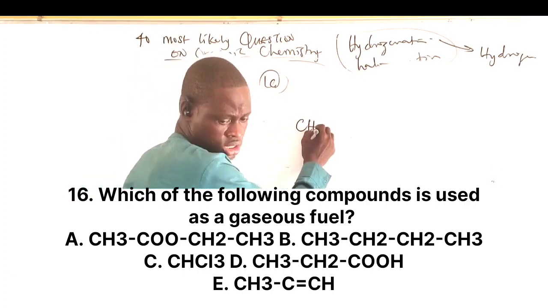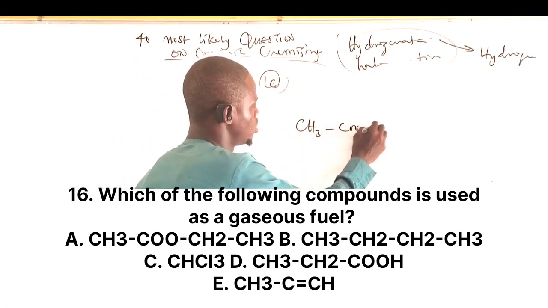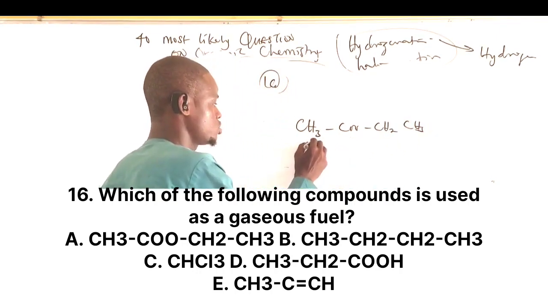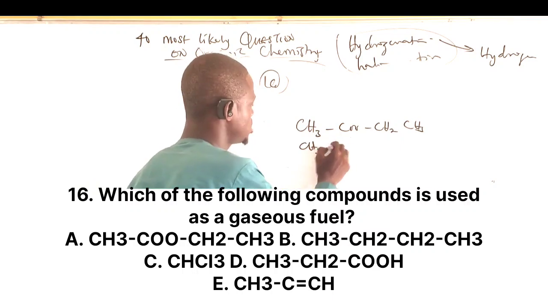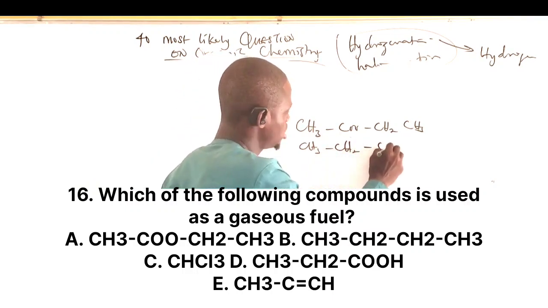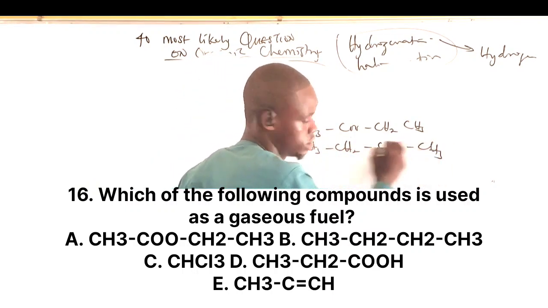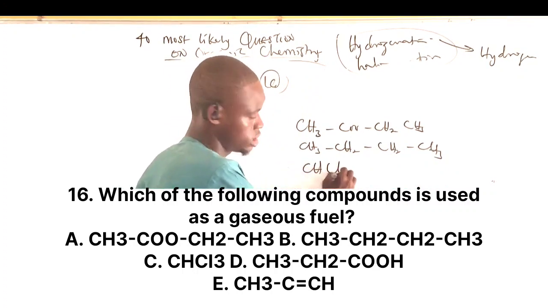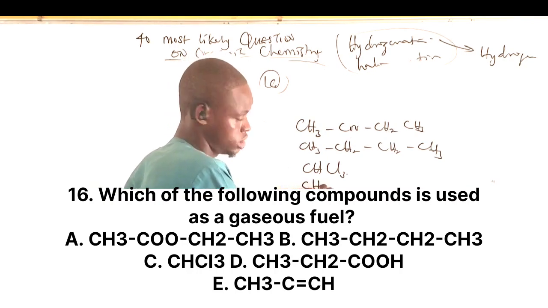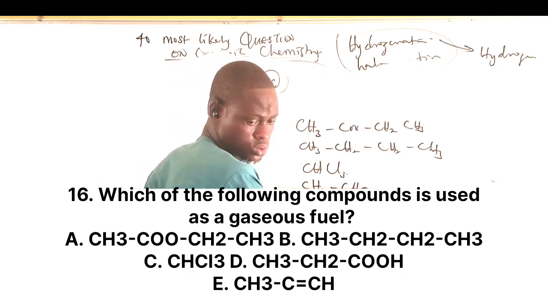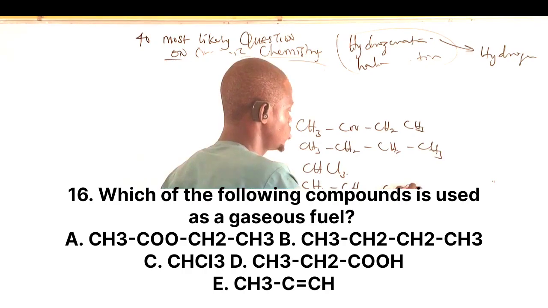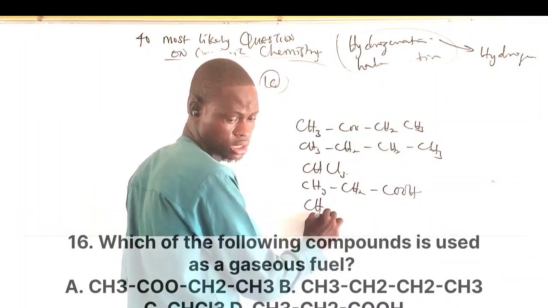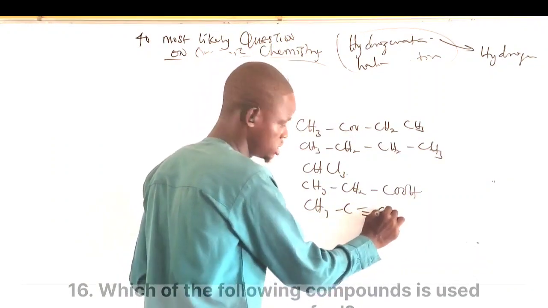We have CH3COOCH2CH3. Sorry, I'm trying to read from past questions. CH3CH2CH2CH3. Then we have CH3CH2COOH, and we have CH3C triple bond CH.